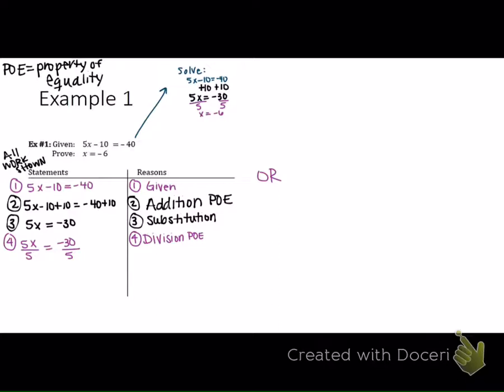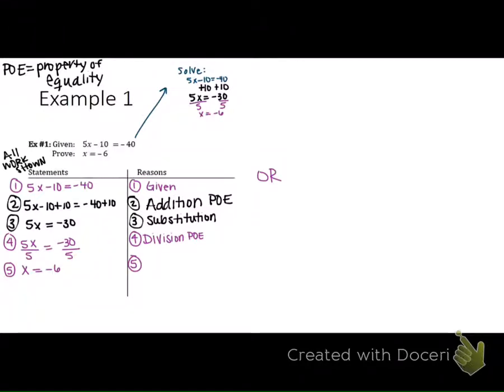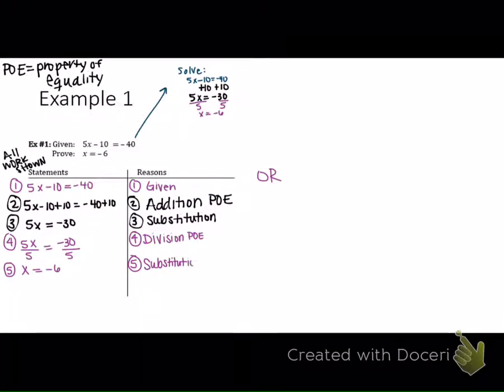Again, POE stands for property of equality. Then we have to simplify. 5 divided by 5 is just x. Negative 30 divided by 5 is negative 6. But we never use simplify or combine like terms, Brian. What do we use instead? What word means simplified or combine like terms on the same side of the equation? Substitution. Okay, so that is how you do it with work in the problem.